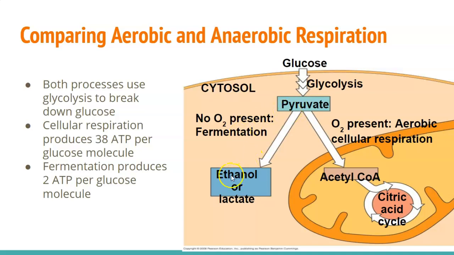So if no oxygen is present, it creates ethanol or lactate. If oxygen is present, it will create acetyl-CoA and then go through the citric acid cycle, the Krebs cycle, to the ETC, right? But the big difference here is cellular respiration produces a ton of ATP, whereas fermentation produces 2 ATP per glucose molecule. That's like chump change, right? That's like nothing. If you want to be making a lot of ATP and doing a lot of cellular work, you need to have oxygen present to be successful in that.